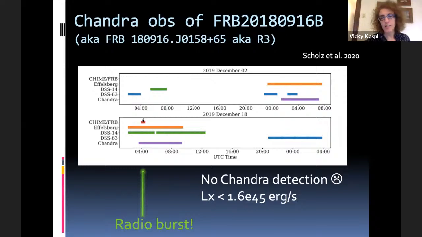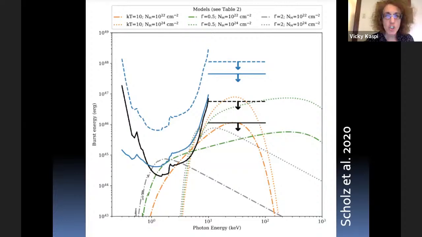Unfortunately, there was no detection. And we set a luminosity upper limit of 10 to the 45 ergs per second. It's starting to get a little bit more constraining. It's not hugely constraining yet. You can see the burst energies are coming down a little bit.